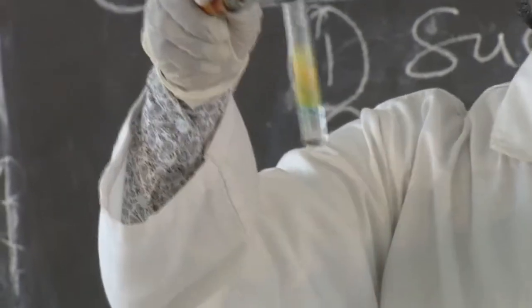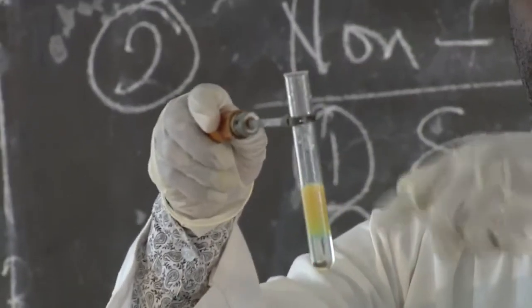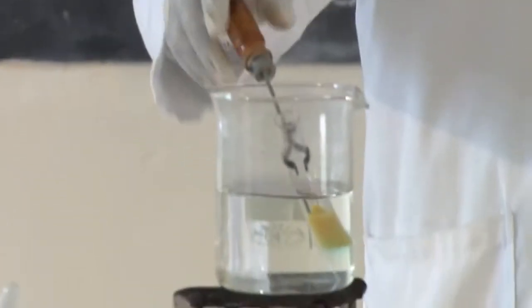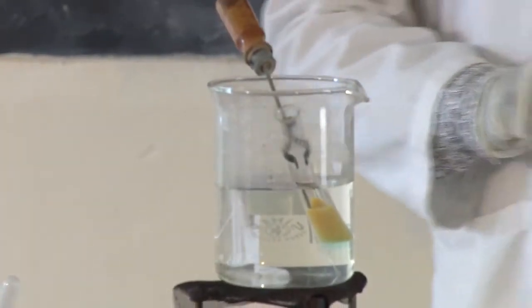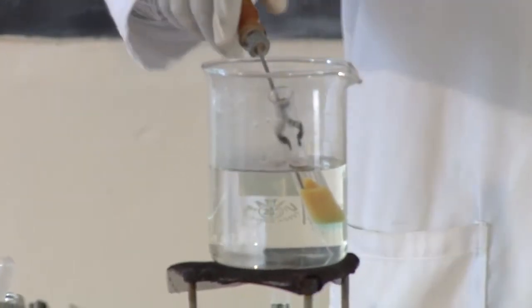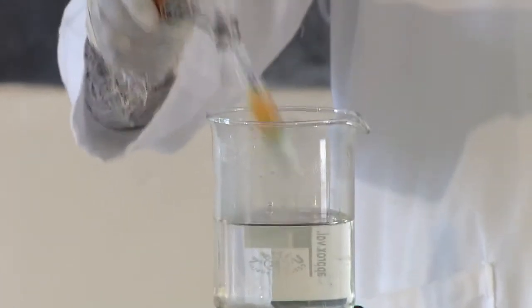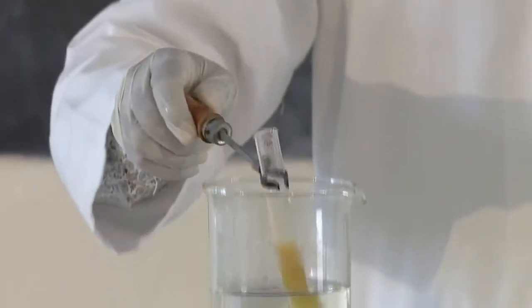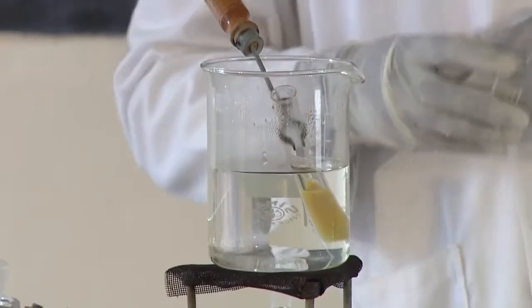You can see the color is changing from the blue color to an orange precipitate, which indicates there's presence of non-reducing sugars. Finally, we can see the color is changing to orange, which indicates there's presence of non-reducing sugars.